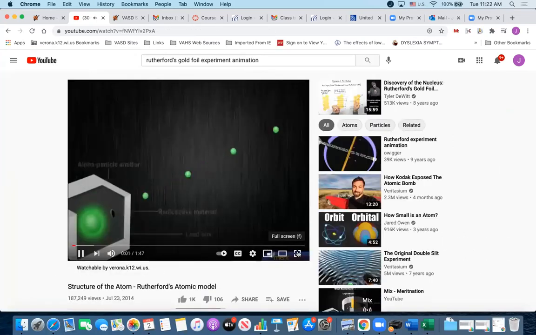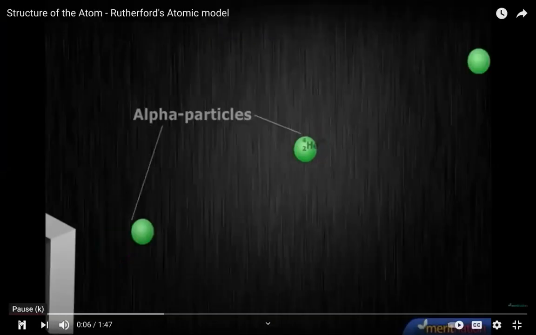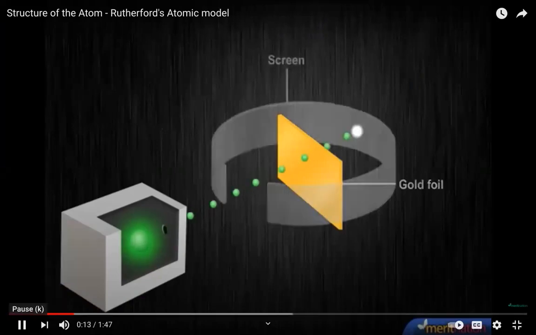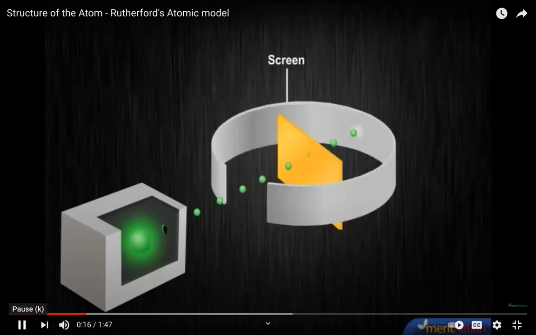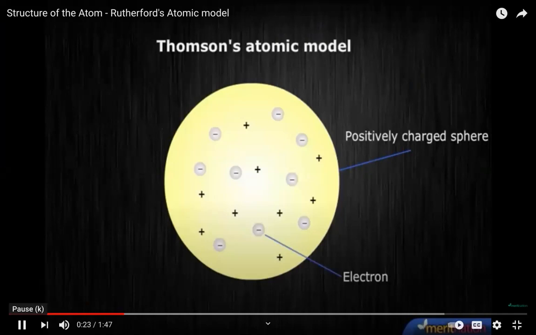While performing experiments on radioactivity, Ernest Rutherford bombarded fast-moving alpha particles on a thin gold foil. So here's an animation. Those alpha particles are going towards the gold foil. He observed the reflection of the alpha particles with the help of a screen. Now, according to Thomson's atomic model, an atom consists of a positively charged sphere with electrons embedded in it. So again, at the time, they thought the atom had this plum pudding. So what would you think would happen if you fired a bullet at a balloon filled with plum pudding?